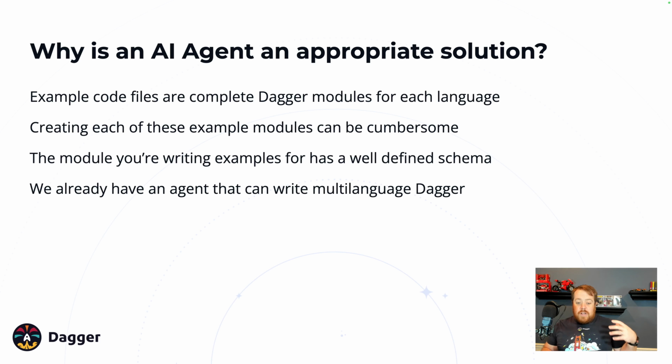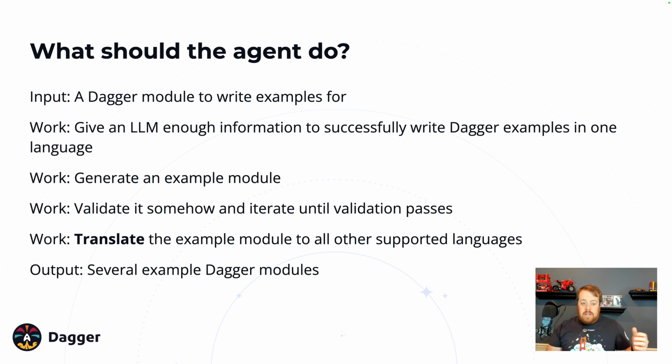Second, the module that you're writing examples for has a well-defined schema. So like I said, Daggerverse already knows how to show what each of the functions are, what the arguments are, and so on. Dagger itself can introspect those things really easily. And we already have an agent that can write multi-language Dagger. So we should be able to take in a module, look at its schema, and write example modules for it in each language.